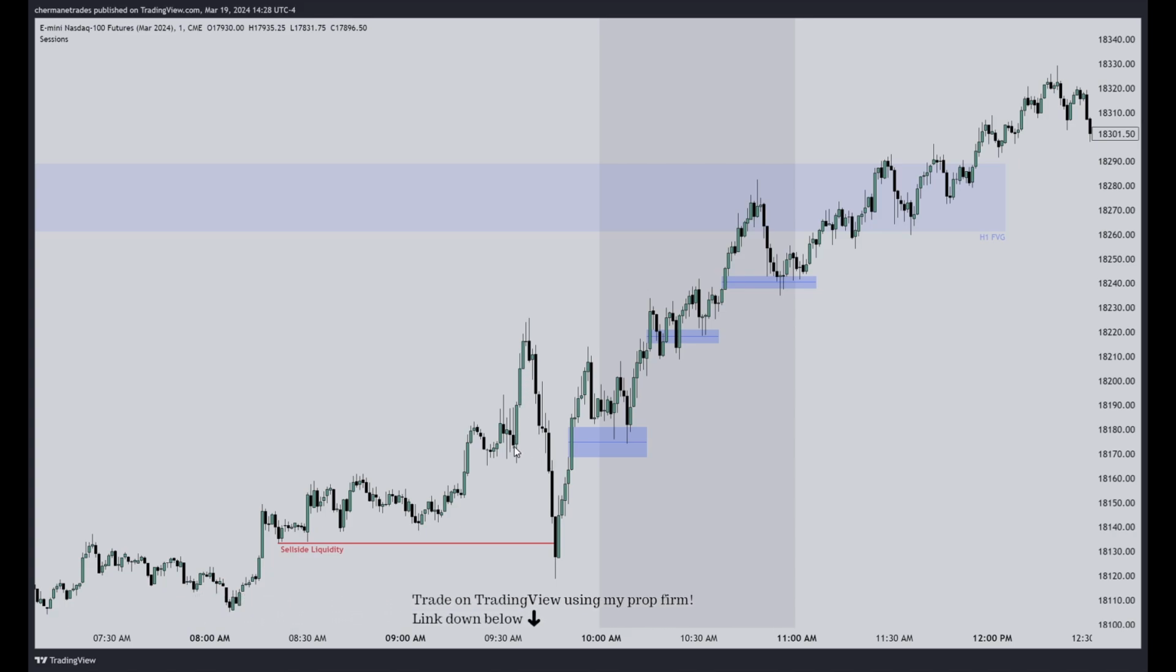If I see PD arrays getting violated, this fair value gap, these consecutive up close candles, this is also a breaker, this down close candle. We have a high, low, higher high, last down close candle is a breaker. Does that offer any kind of resistance? Absolutely not. It gets blown right through.